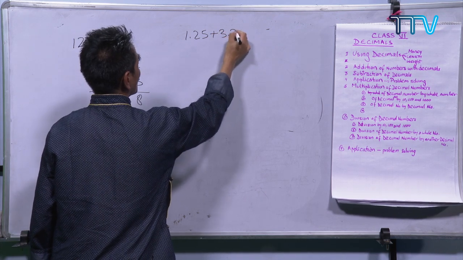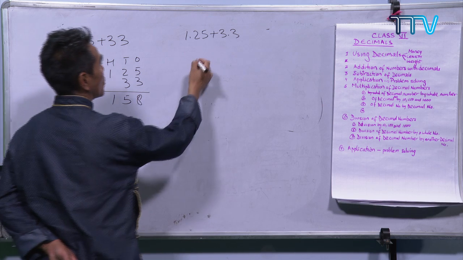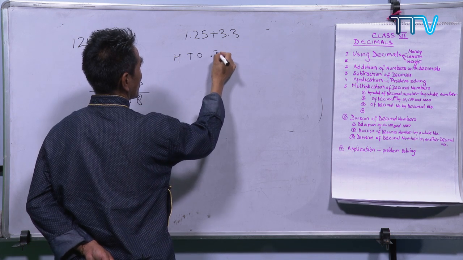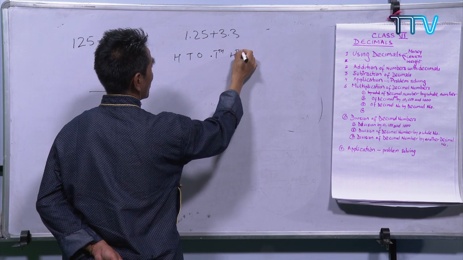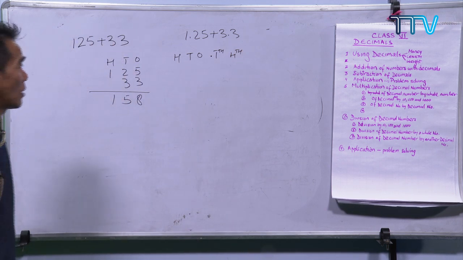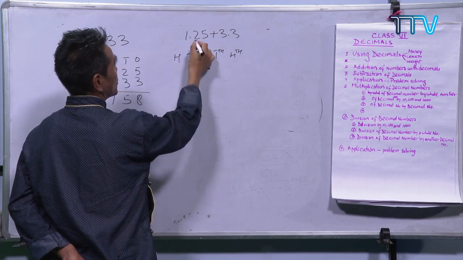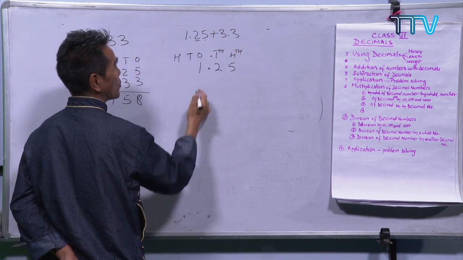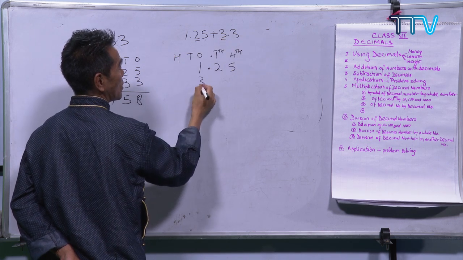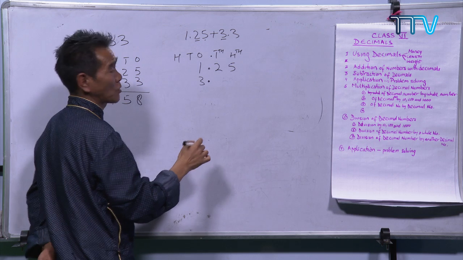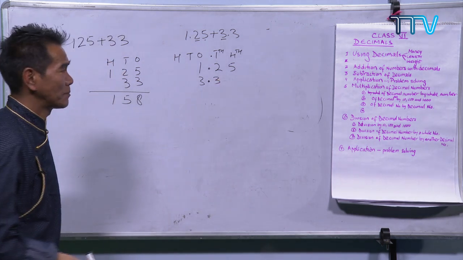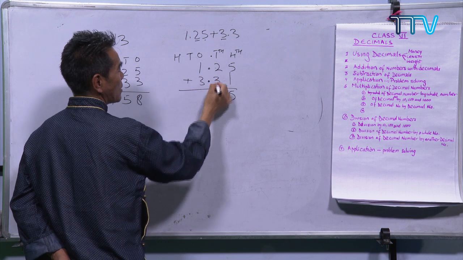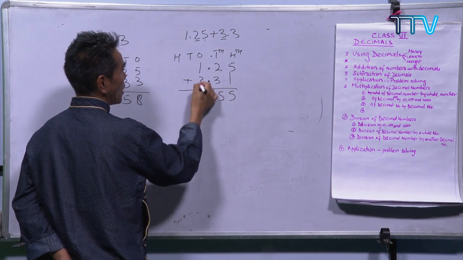Plus 3.3. We have ones, tens, hundreds, and the decimal point, with tenth and hundredth places. In 1.25, the one place is 1, the tenth place is 2, and the hundredth place is 5. For 3.3, after the decimal point, 3 is in the ones place and 3 in the tenth place. When you add, you write five, and then the decimal point, and you add, we get four.